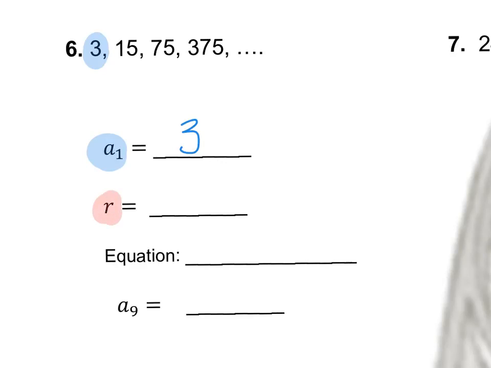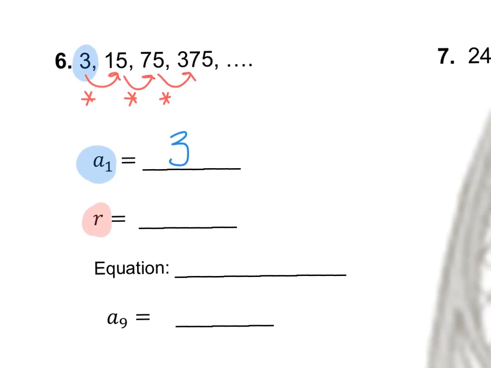Okay, to find R, I've got to figure out what it is that I'm multiplying by every time to get to the next number in the pattern. Oops, didn't mean to draw that arrow. I just have to figure out what I'm multiplying by every time. And we learned on the front that we could do some division to figure that out. We can divide 15 by 3. What is 15 divided by 3? Yeah, it's 5. That's my common ratio. That means every time I am multiplying by 5 to get the next number in the pattern.